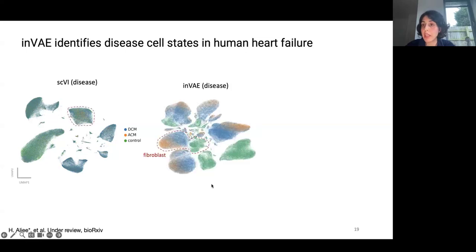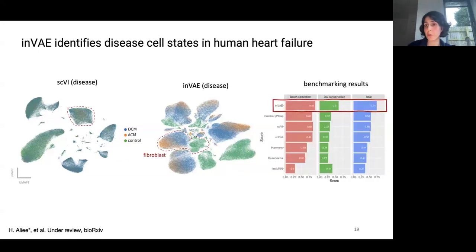So these are the results of INVAE, our method. I'm highlighting here a population that is associated with fibroblasts in both of these representations. What you see is that the control cells are nicely separated from the disease cells, and the disease cells are more similar to each other, which is also validated by the literature. And these are some benchmarking results that we use for evaluating the batch correction, which measures how well cells from different batches but similar conditions are merged together, and bioconservation, which measures how cells from different conditions, for example control and disease, are separated. Overall, INVAE significantly outperforms the related works.